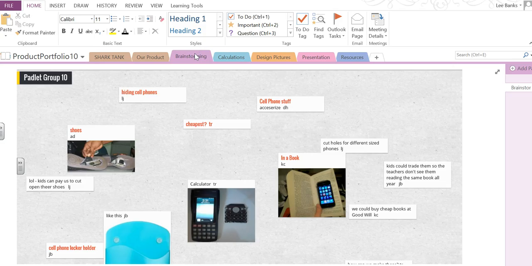On the brainstorming pages, the group used a Padlet to place their ideas and pictures, and I asked each group member to put their initials by their contributions so that I could make sure each group member was contributing to the brainstorming process.